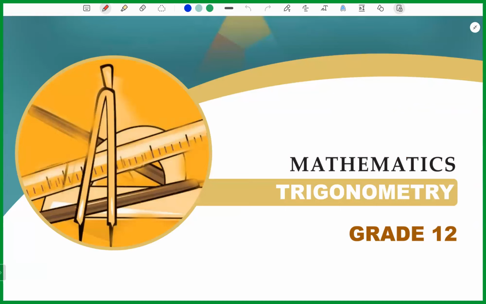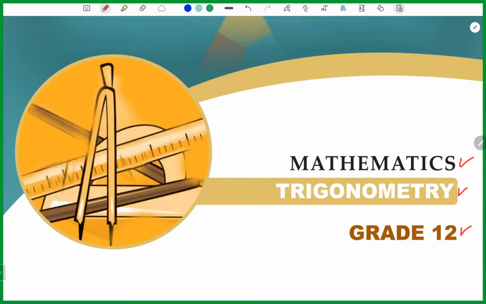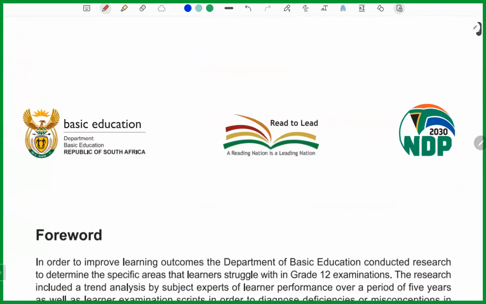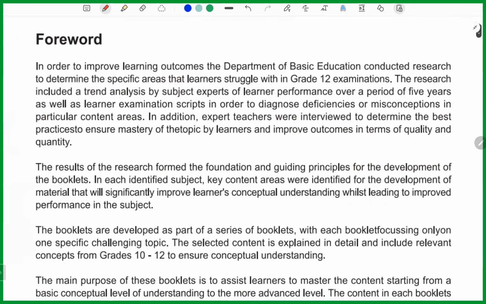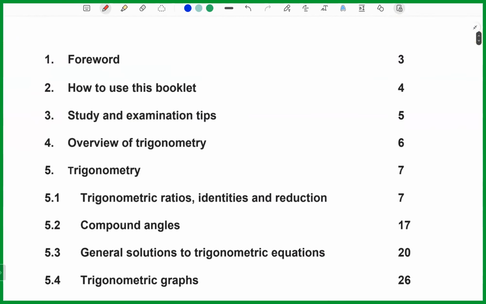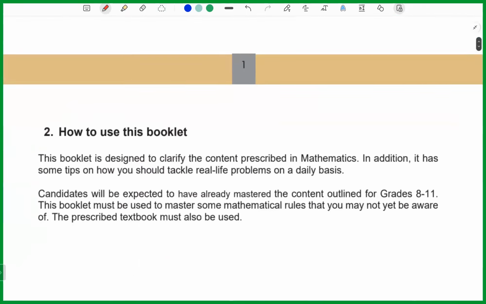Today we're going to be looking at mathematics, trigonometry, grade 12 syllabus. Okay. The foreword and the table of contents are not so important, right?